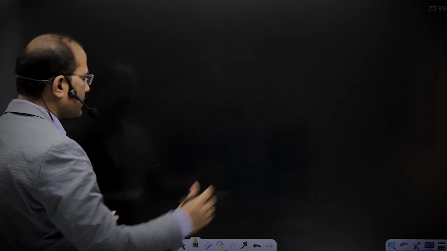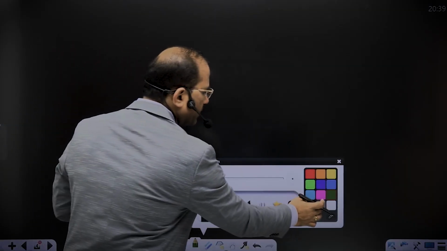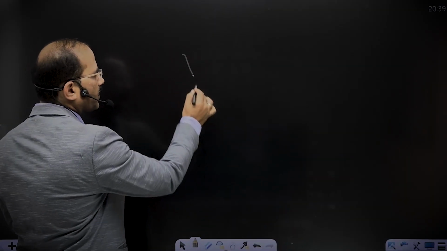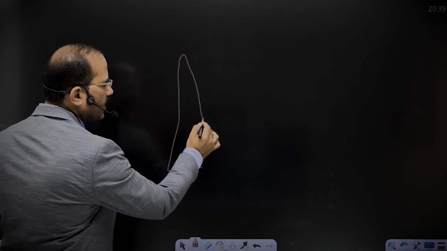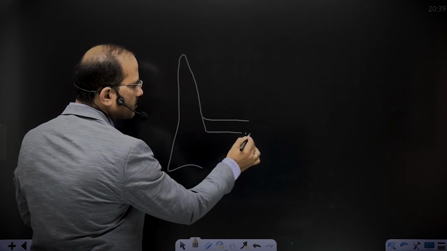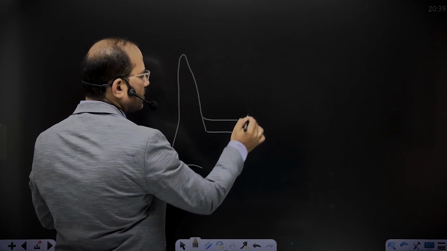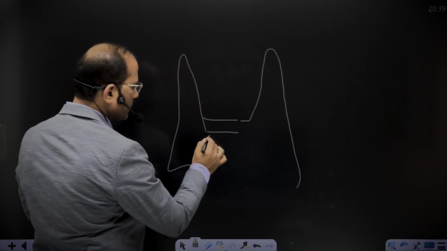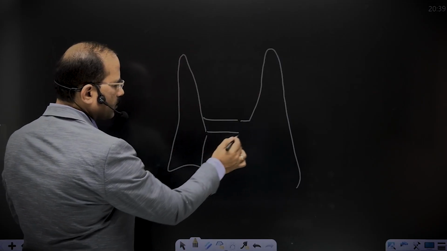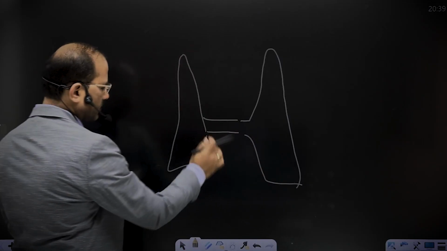Let me just make the slide for you. I'll just make the slide of thyroid gland. So that's the apex, that's the anterior border, that's the posterior border, that's the base of the gland. And what's this going to be? That's the isthmus of the gland. Okay, I'll just make it like this for you. Okay, something like this. Fine.